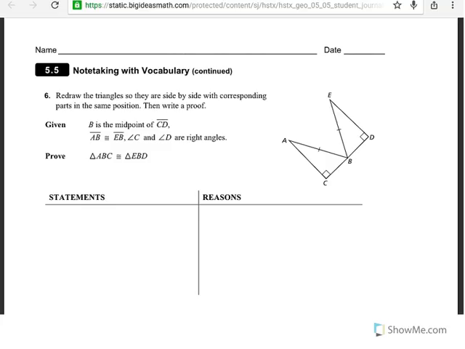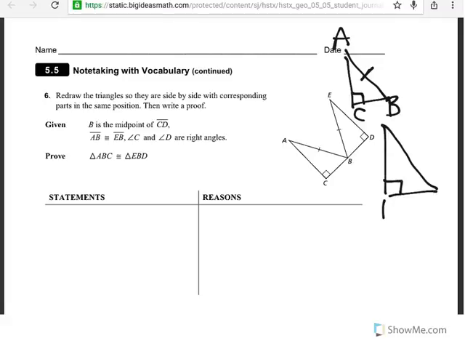Last thing we're going to do is we're going to actually do a proof. Okay, so it says redraw the triangle so that they are side by side with corresponding parts in the same position. Then write a proof. Alright, so I'm going to have A, B, C. We have a right angle and then our hypotenuse. Here we're going to have our right angle, which is D. E is at the top. B is at the end. We know the hypotenuse is equal.